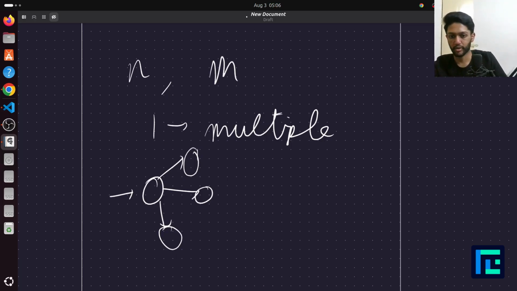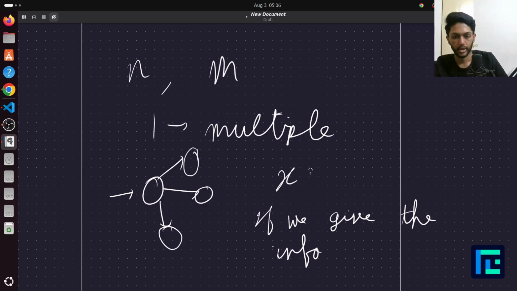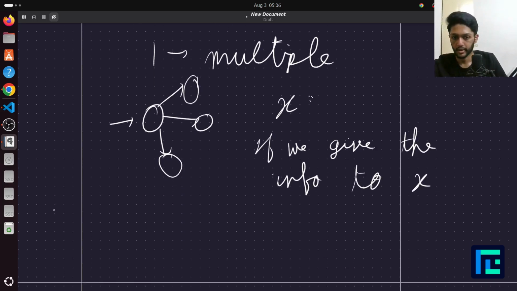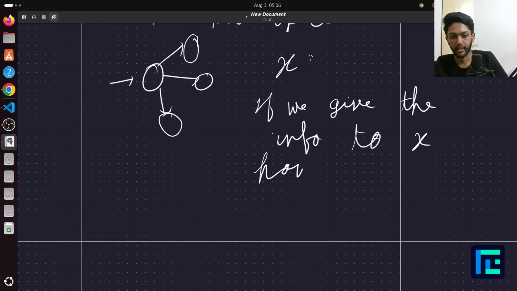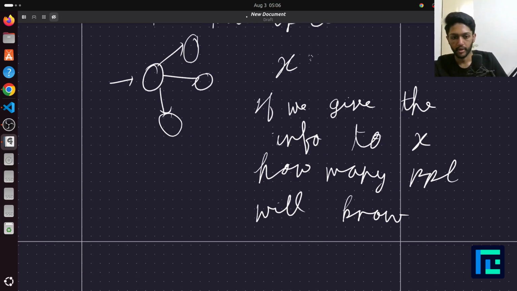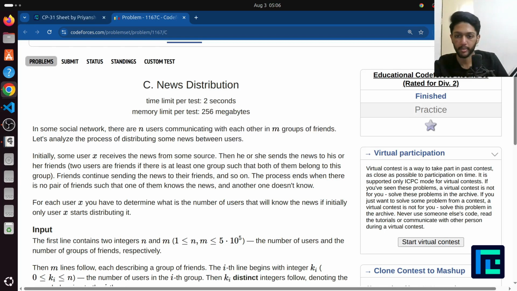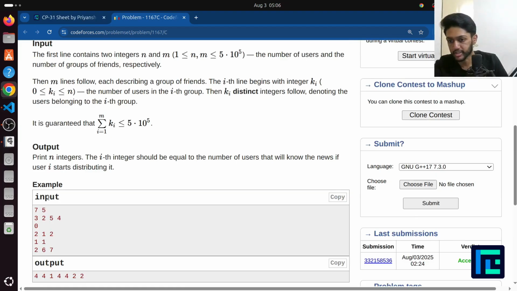So in this problem we have to answer the question for each value of x. And what is the question? If we give the information to just x, then how many people will know finally? How many people will know? Okay, so this will be best understood by a sample. I will just use this sample because it is very convenient.